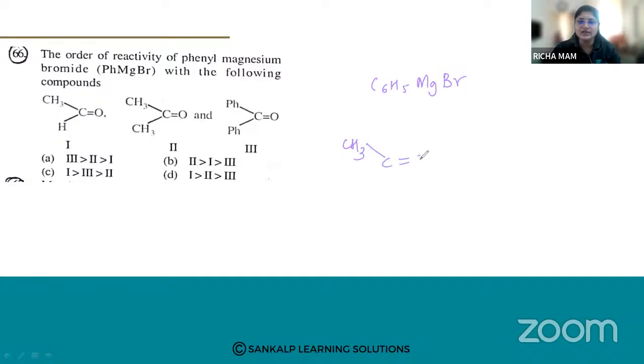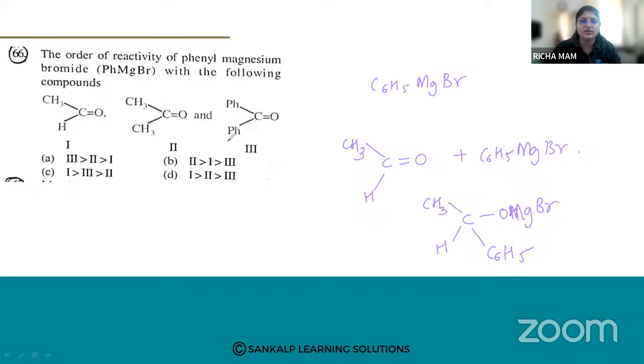So if I have CH3C double bond O H, that is an aldehyde, and if I react it with C6H5MgBr, what will I get? I'll get CH3CH, then OMgBr, and C6H5.